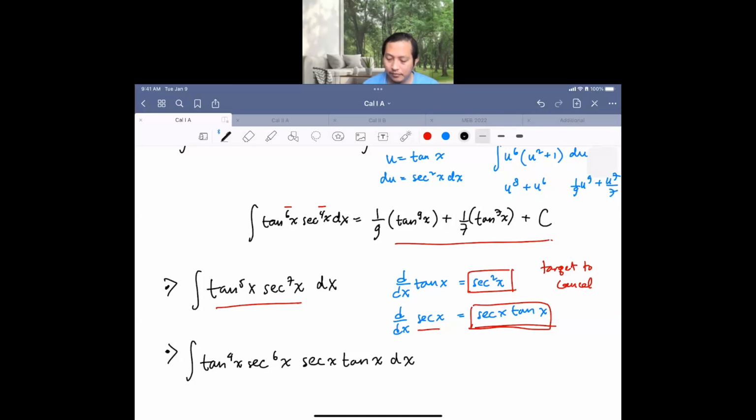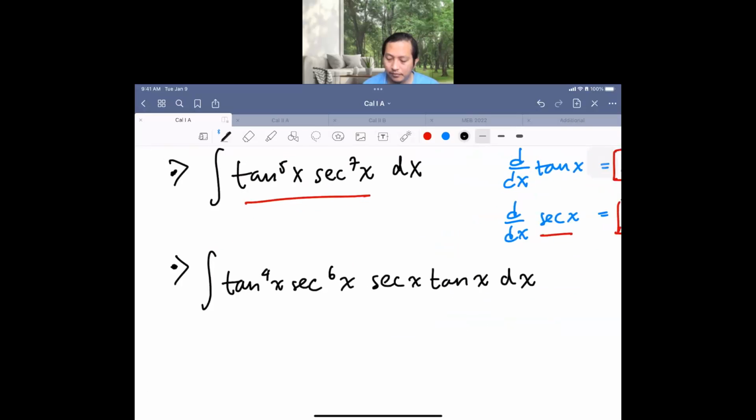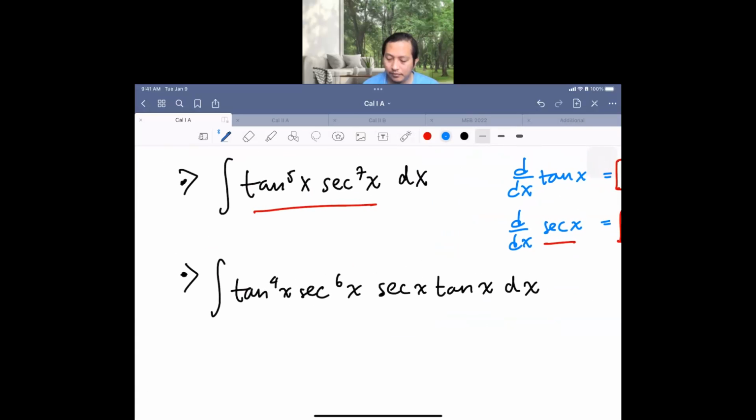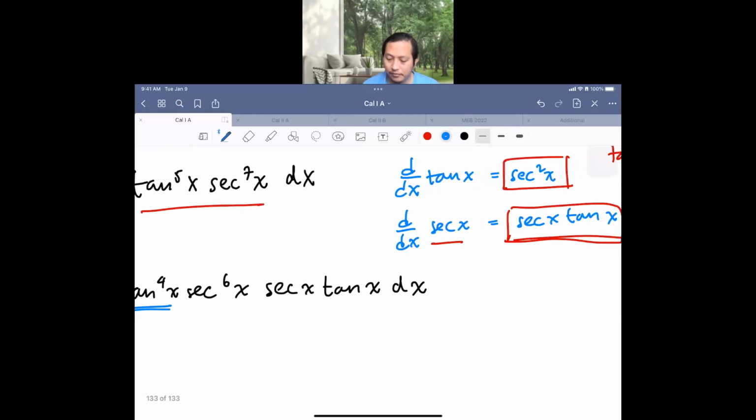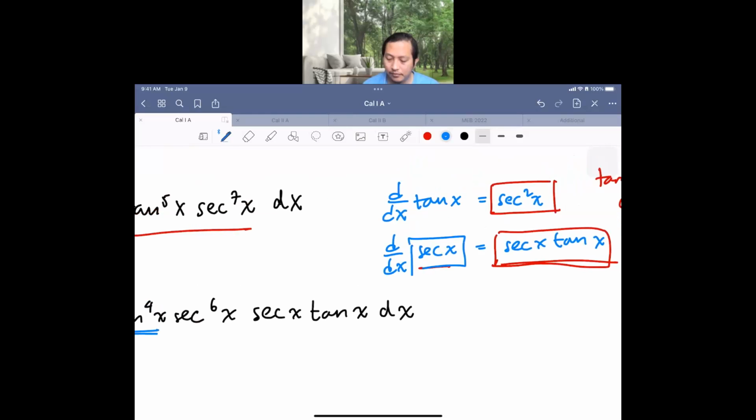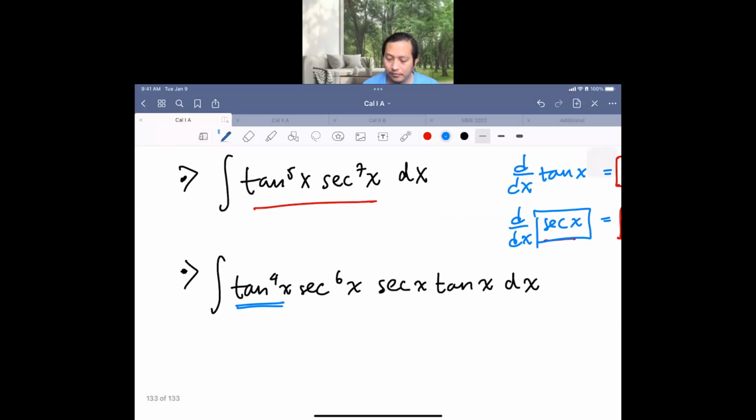And what's next? What's next is we are going to look at this tangent with power of 4. Our target is to substitute the secant, then exchange the tangent into secant. Our target is this. We need to cancel this. So we're going to let the tangent to the 4th become secant squared x minus 1, and then squared.